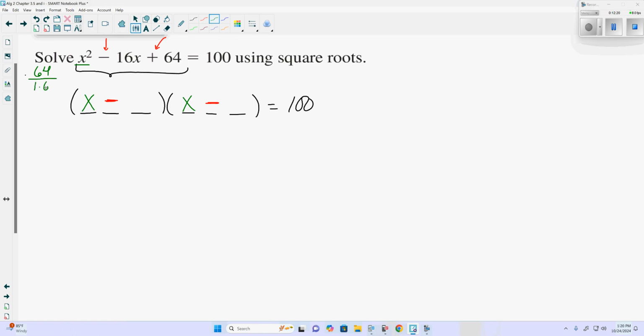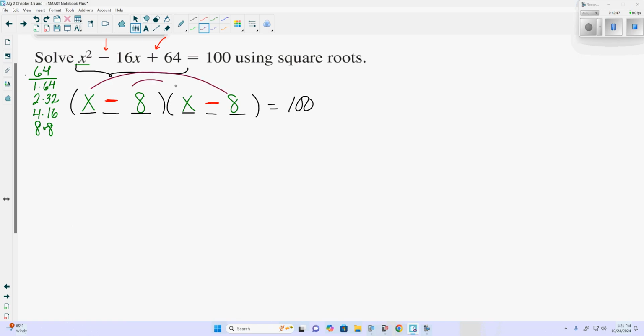Now our factors of 64 are 1 and 64, 2 and 32. 3 is not a factor, but 4 and 16. 5 is not a factor, 6 is not a factor. 7 isn't a factor, but then we have 8 and 8. Well, let's try 8 and 8.